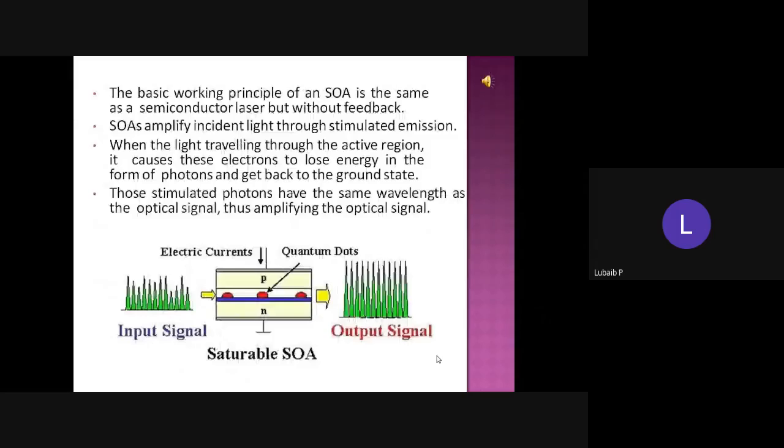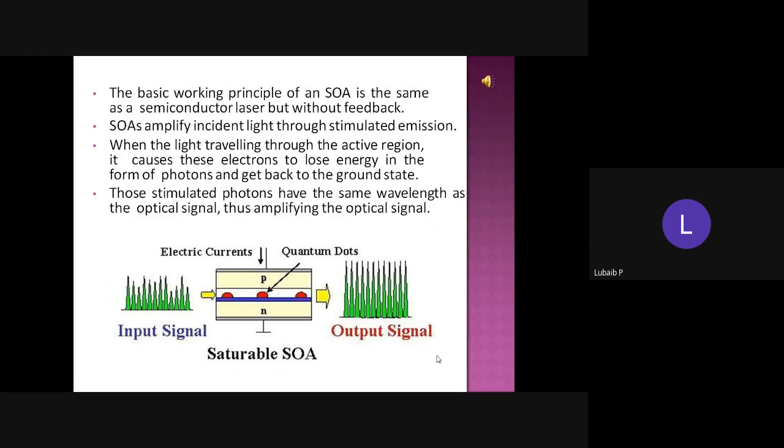The basic working principle of a semiconductor amplifier is the same as a semiconductor laser but without feedback. Semiconductor optical amplifiers, SOAs, amplify incident light through stimulated emission. When the light travels through the active region, it causes electrons to lose energy in the form of photons and get back to the ground state. Those stimulated photons have the same wavelength as the optical signal, thus amplifying the optical signal.